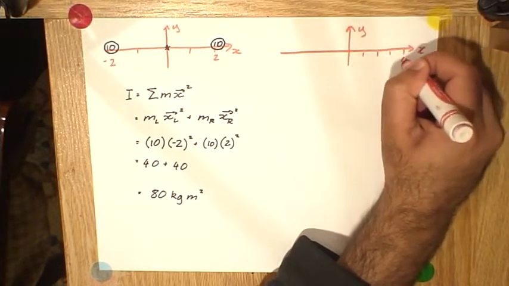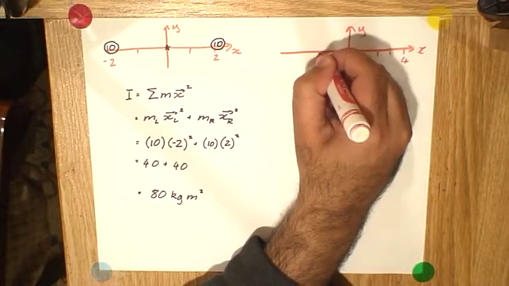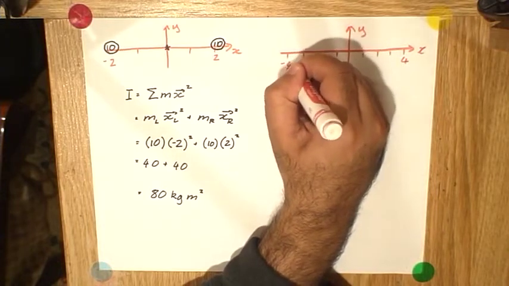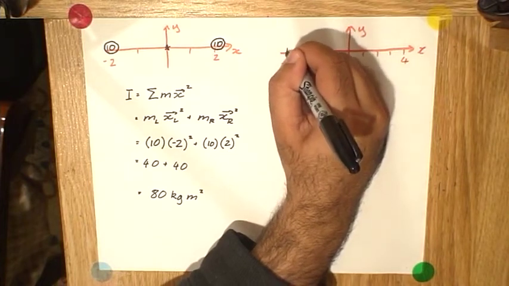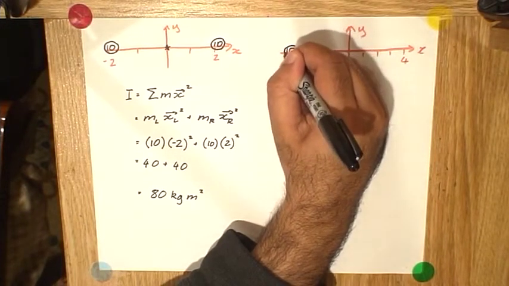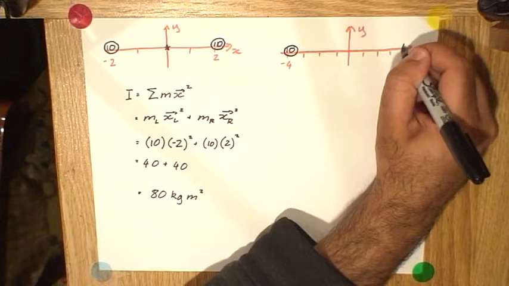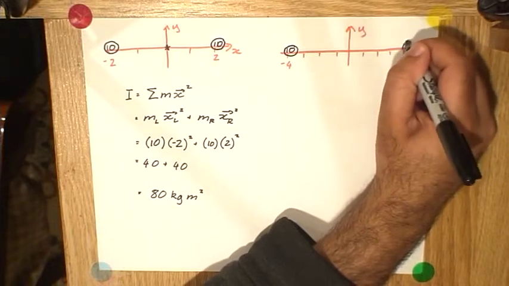4 and -4. So one of them is located at -4, that's 10 kilogram. One of them is located at 4, which is the other 10 kilogram.